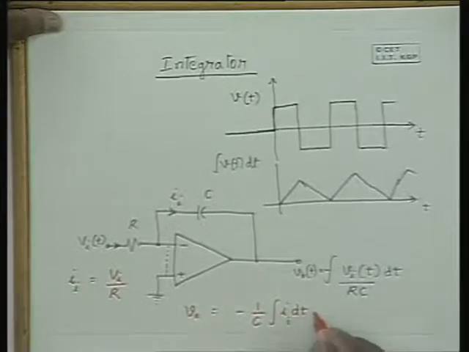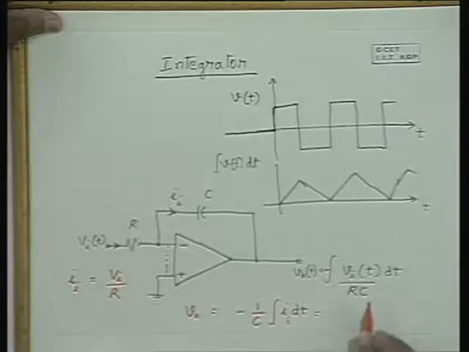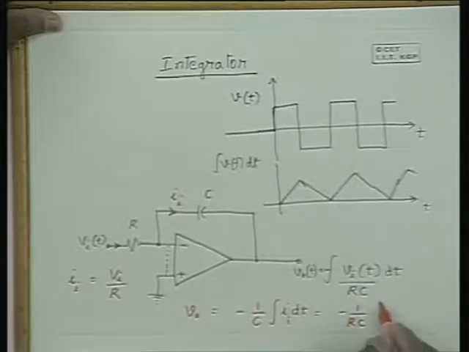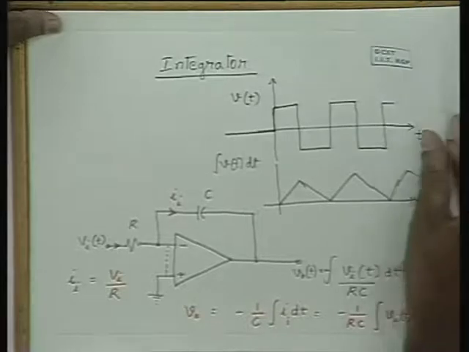Now substitute the expression for Ii in this expression, and you will get V0 equal to minus 1 by RC integral Vi dt. If you show the time dependence here, it is Vi(t) dt. Hence, the output voltage is an integrated version of the input voltage. This is how an op amp can be used as an integrator.